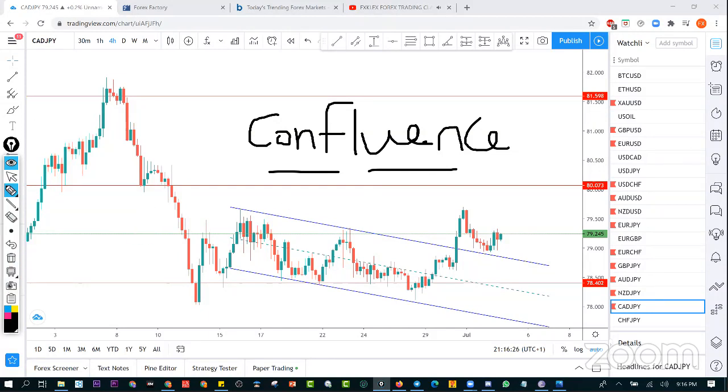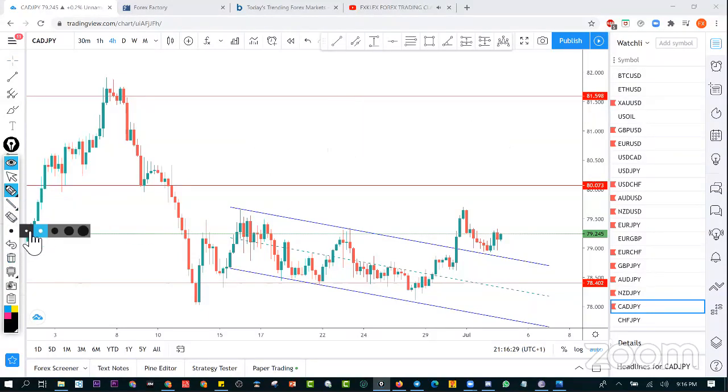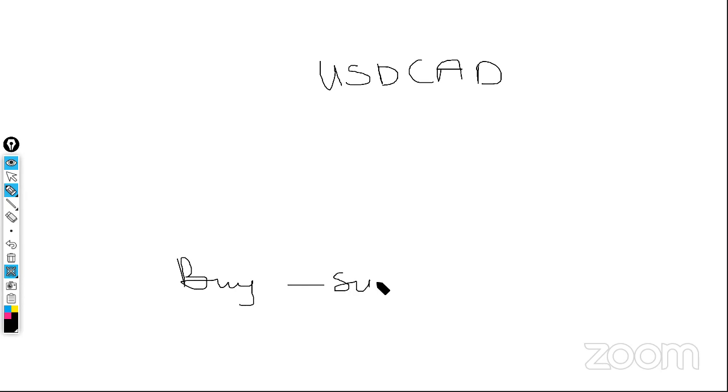So let's say, for example, right now I'm going to share this on my chart. I'm going to put everyone's speaker off so it doesn't cause unwanted sounds to other students as well. Let's say I am monitoring the currency pair USD against the Canadian dollar. And I want to buy from support, right? I want to buy from support.